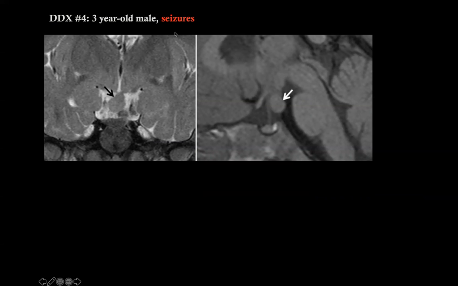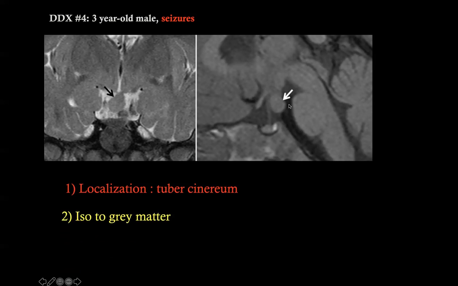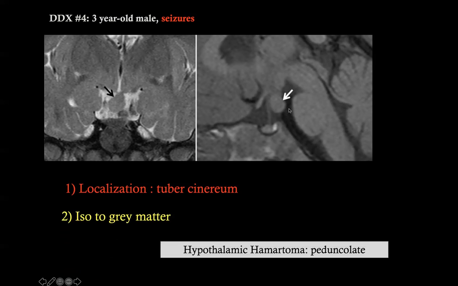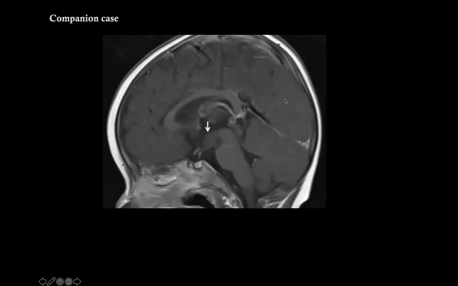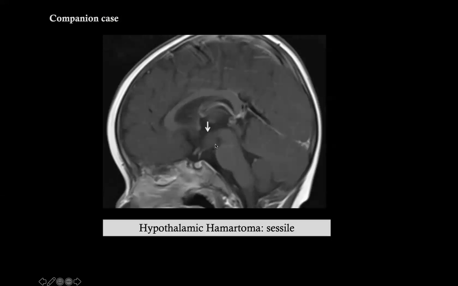This is a child with seizure, and also we can see that the localization is in the tuber cinereum, so the floor of the third ventricle, isointense to the gray matter. This is a hypothalamic hamartoma. We have pedunculated version or sessile version. What is important about that? Most of the time they are isolated. You may need to treat them with laser ablation, which requires some specific sequences.